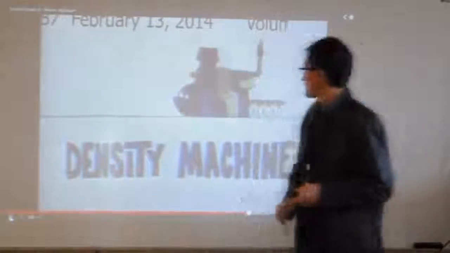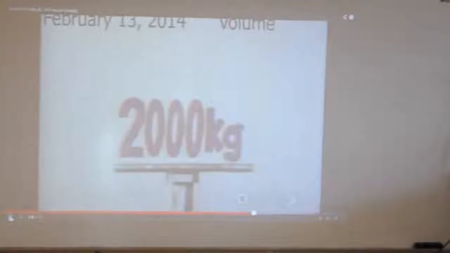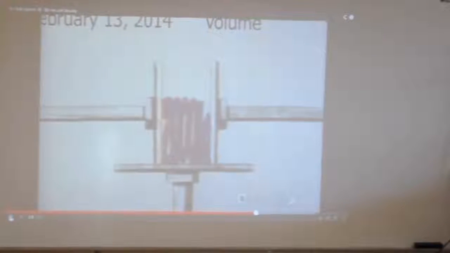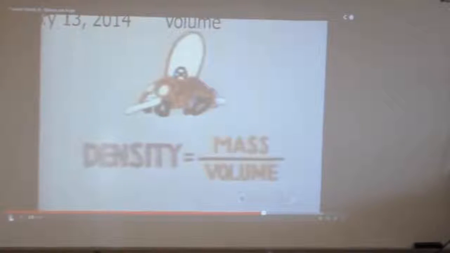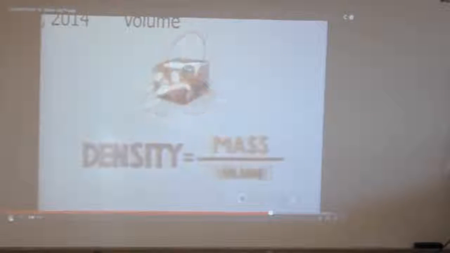Really a sort of density machine. It takes a car with a mass of, say, 2,000 kilograms, and squeezes these 2,000 kilograms into a much smaller volume. So one way to increase the density of something is to keep its mass the same, but decrease its volume. You can also do it the other way around, of course.